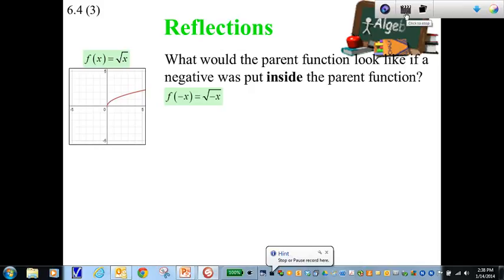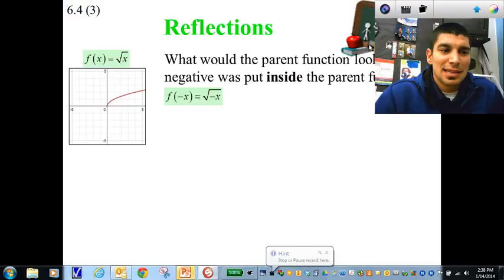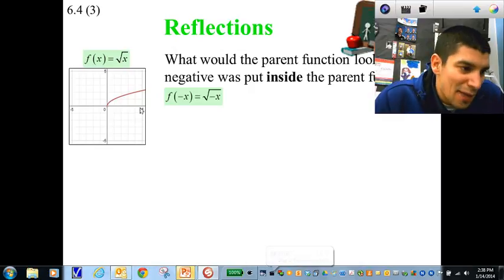So here's how I like to think about this. If I have a 5 over here and I plug in x is 5, then the square root of 5 is about 2 point some change, whatever this is. When I plug in 5, this is where I end up.